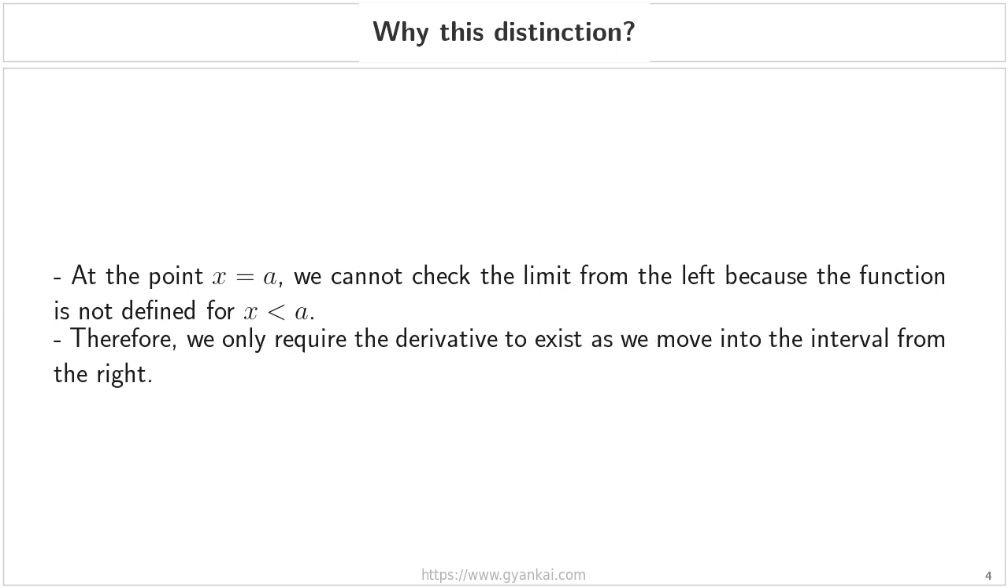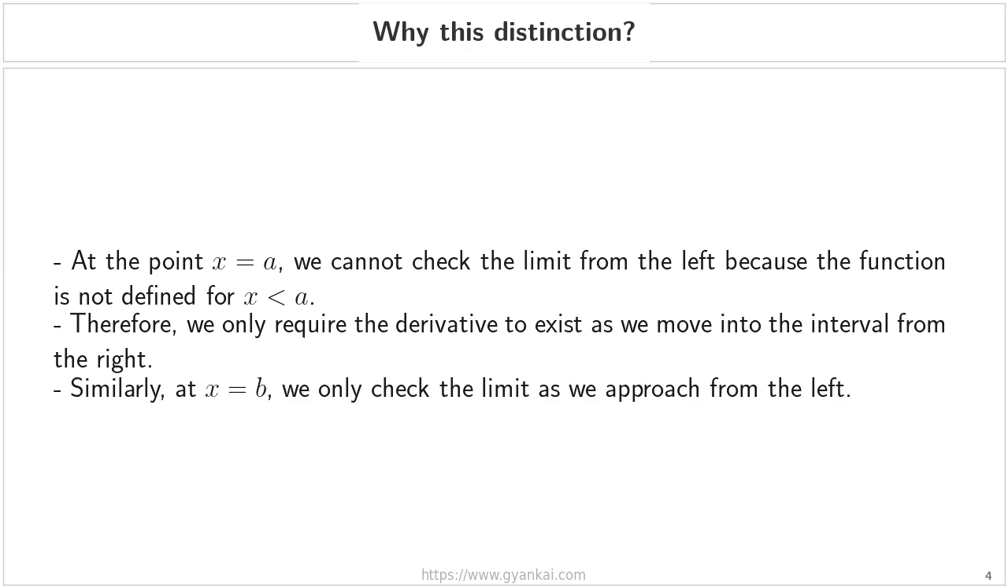Therefore, to determine if the function is differentiable at this starting point, we only require the derivative to exist as we move into the interval from the right. This is why we specifically look for the right-hand derivative.